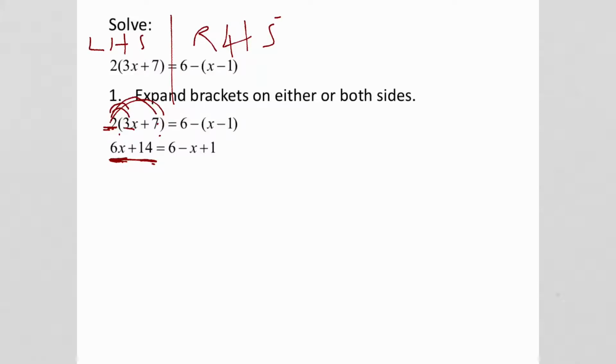Moving on to the right-hand side of the equation, if you look closely, there's a negative there. That negative is actually a -1. So you're multiplying -1 by 3x, which gives us negative x, and -1 multiplied by -1 is +1. So that's that step done.